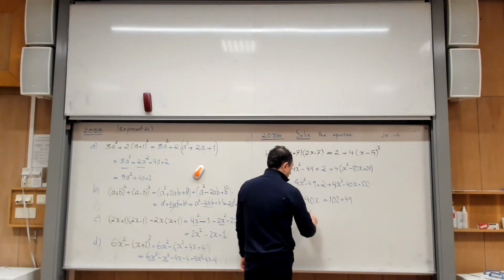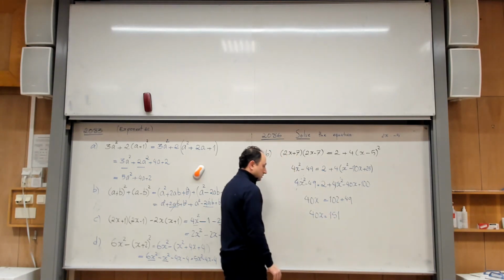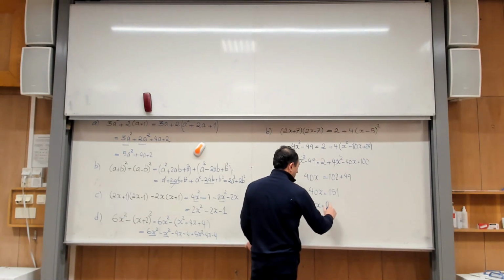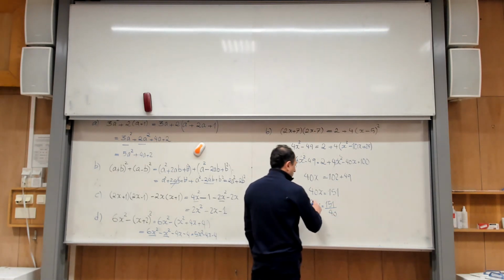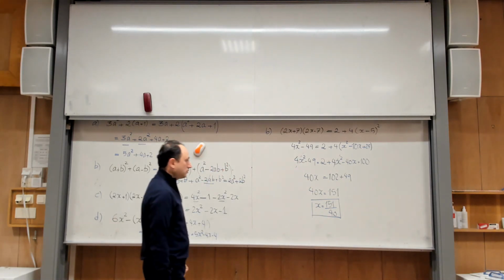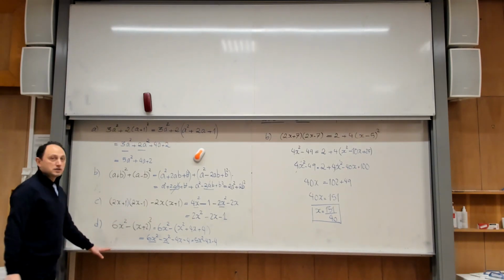This becomes 40x. This becomes 151. And then I am looking for x, so x becomes 151 divided by 40. And this cannot be simplified anymore. Just keep it. Of course, in this case, if you put it in the calculator, that's also an exact value, but that is not necessary at all. So that is the answer.